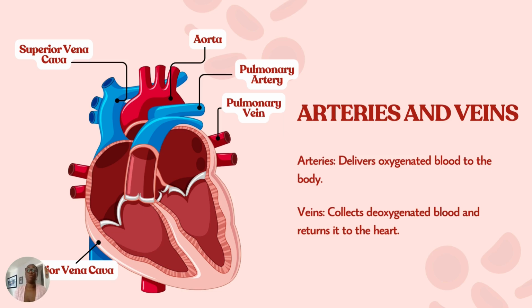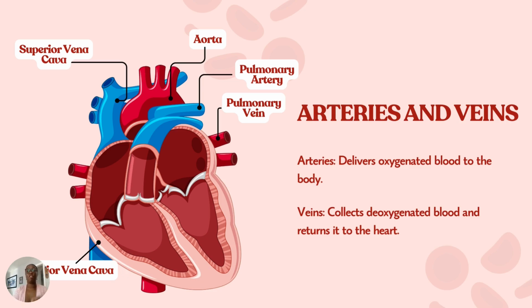Now, the job of the pulmonary vein is to take oxygenated blood from the lungs and carry it back into the heart. And then lastly, we have the inferior and superior vena cavas. And these are large veins that deliver deoxygenated blood from the body and bring it to the heart.